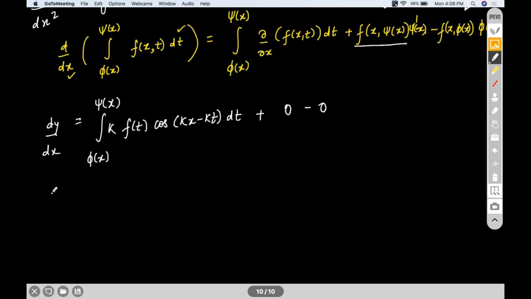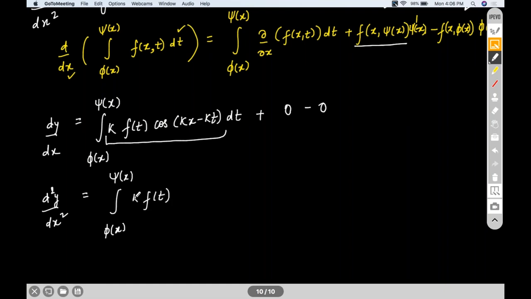Let us apply Leibniz once more. So let us differentiate both sides with respect to x once more. So again, the same thing. This is my new function. So phi x to psi x, partial derivative of this will be k f of t. This will become minus sine kx minus kt into a k. So k square will come over here, right?